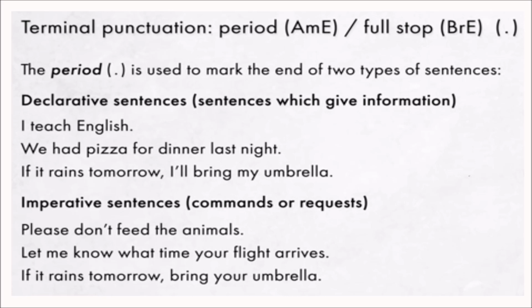Examples are: I teach English. We had pizza for dinner last night. If it rains tomorrow, I will bring my umbrella. Then we are going to see imperative sentences. Imperative sentences means commands or requests. Example sentences are: Please don't feed the animals. Let me know what time your flight arrives. If it rains tomorrow, bring your umbrella.